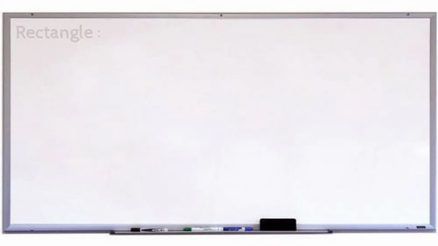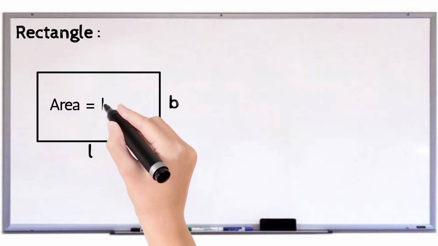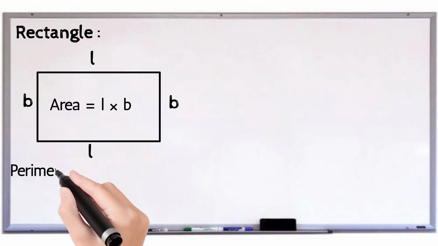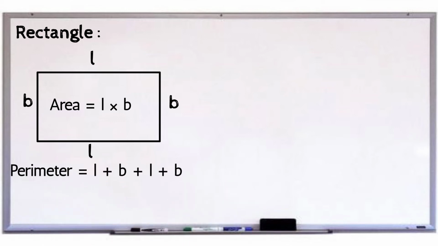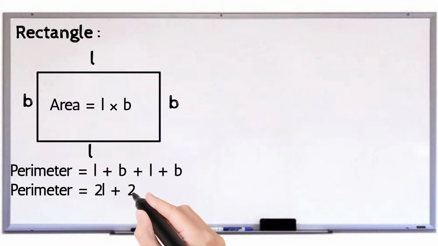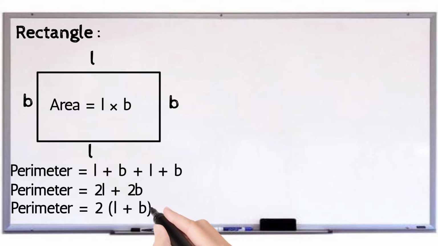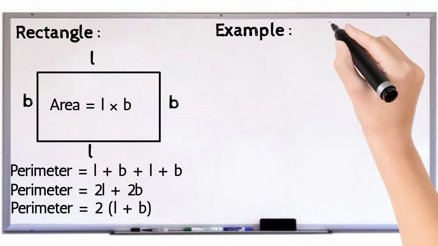In case of rectangle, area equals L times B. And if we want to find the perimeter of rectangle, we will add the sides of rectangle so that L plus B plus L plus B, that is 2 times L plus 2 times B. Taking 2 as common, we have 2 times L plus B.